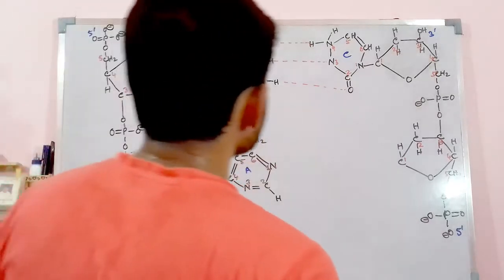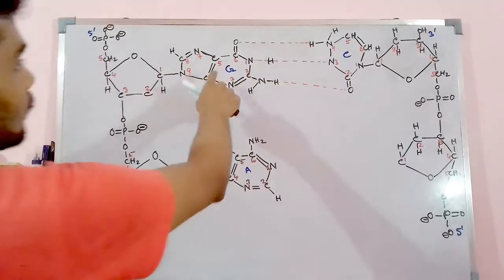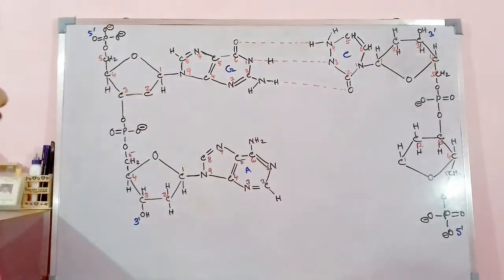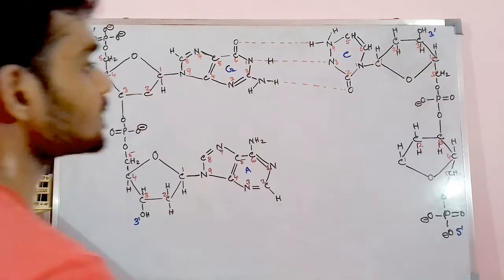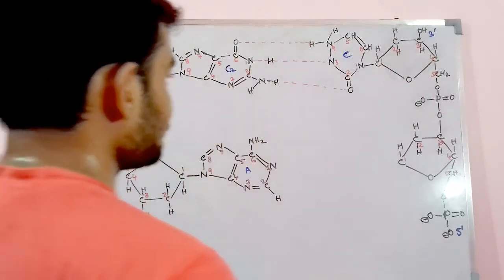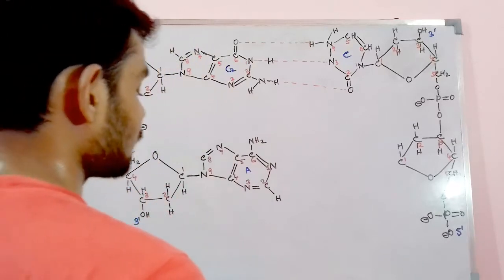So this is how the three bonds are formed between the guanine and the cytosine bases. Guanine and cytosine, the three hydrogen bonds are being formed, and in case of guanine and cytosine, guanine is the purine base, cytosine is the pyrimidine base. And in case of adenine and thymine, let me draw the thymine structure also.